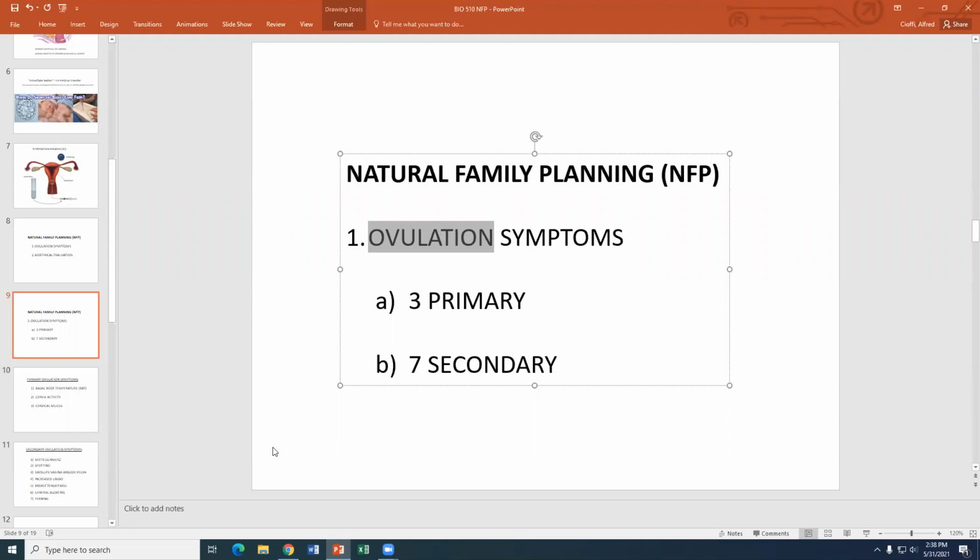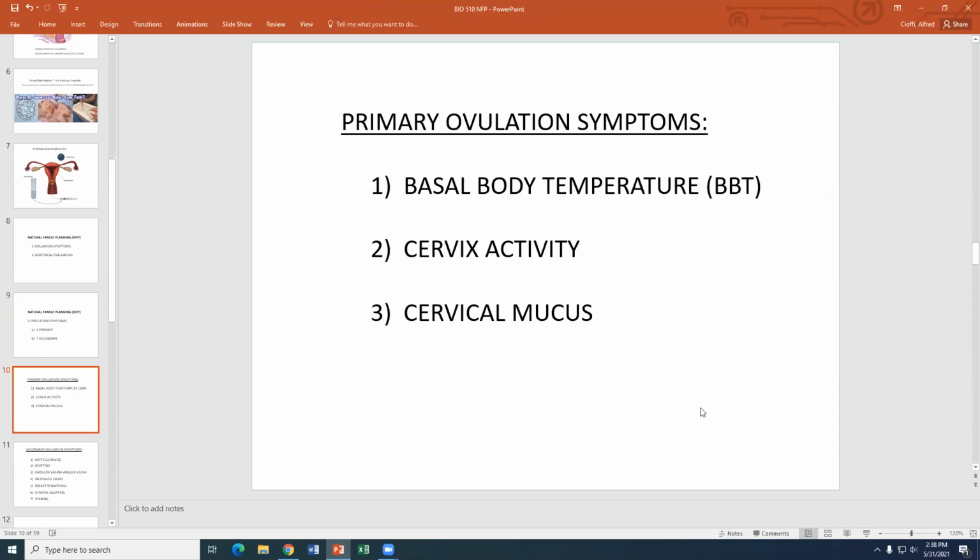Like I say, there are at least about 10 of these symptoms. 3 are considered primary and 7 are secondary. So obviously the primary symptoms are the ones that have the most informative value. All right, so let's look at the 3 primary symptoms, which are known as the body temperature, the activity of the cervix, and the cervical mucus.